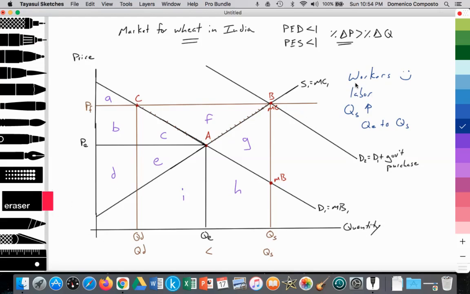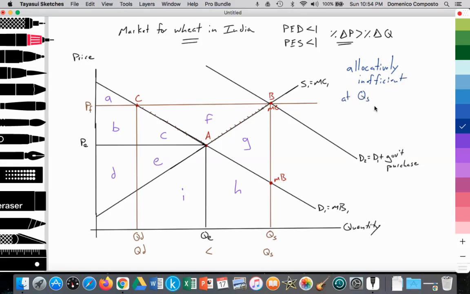Next, let's look at allocative efficiency. Okay. This outcome is allocatively inefficient. We see that at the quantity supplied, at QS, the marginal cost of production is greater than the marginal benefit, which we see right here. Okay, so there is an overallocation of resources to the production and consumption of wheat versus what is desired by society.